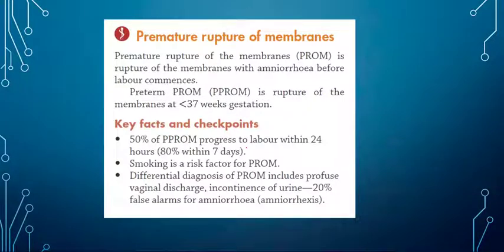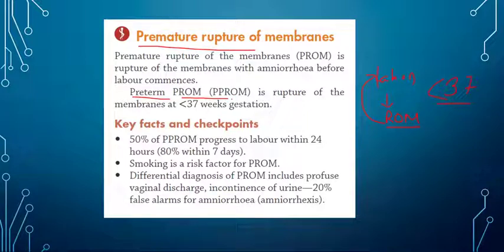Premature rupture of membrane. Now, normally what happens is that first labor pain starts, then there will be rupture of membrane. Now, if it happens opposite, like first rupture of membrane happens, then labor pain starts, that's what we call premature rupture of membrane. Now, if premature rupture of membrane happens before 37 weeks, that is what we call preterm premature rupture of membrane.